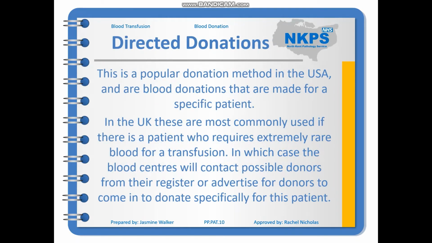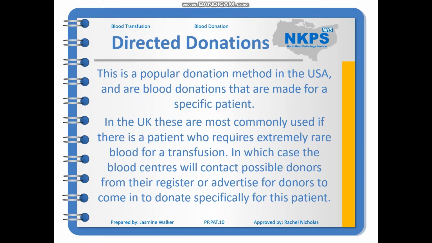You've then got directed donations. This is very popular in the USA, and it's when you've got blood donations that are made for a specific patient. In the UK, these are most commonly used if there is a patient who requires an extremely rare type of blood for transfusion, in which case the blood centres will contact possible donors from their register and advertise for donors to come in to donate specifically for this patient.